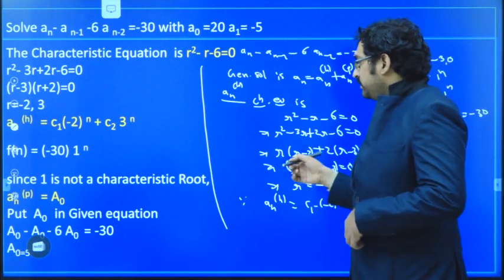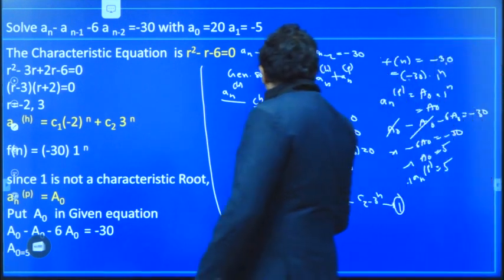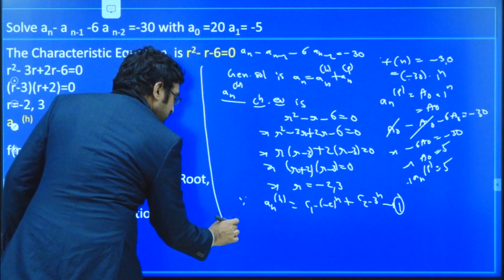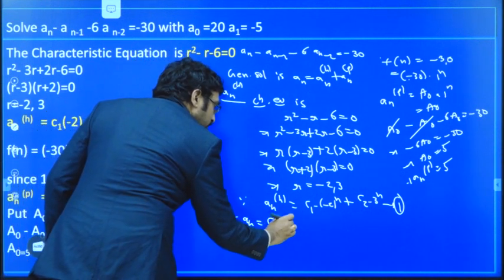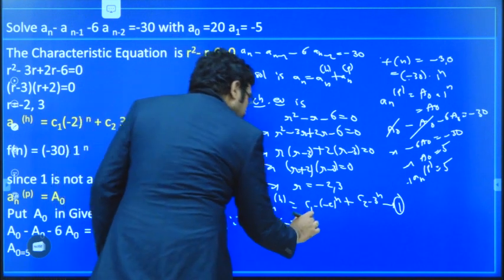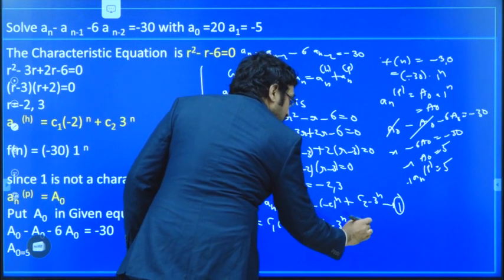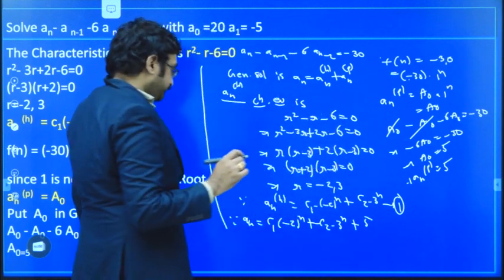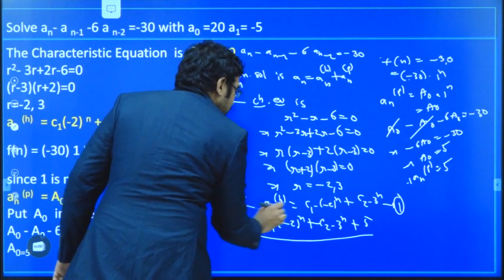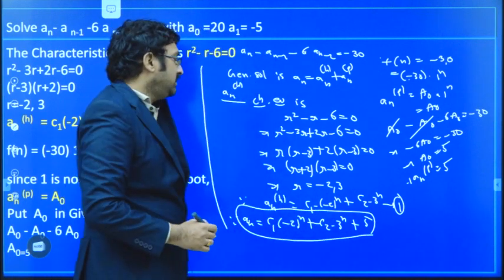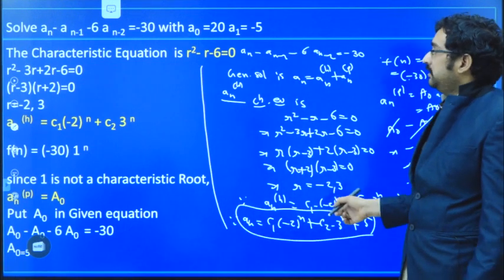So we obtained the homogeneous solution and the particular solution. Therefore, substituting here, the general solution is an equal c1 into minus 2 whole power n plus c2 into 3 power n plus 5. So this is the general solution for the given equation: an equal c1 into minus 2 power n plus c2 into 3 power n plus 5.